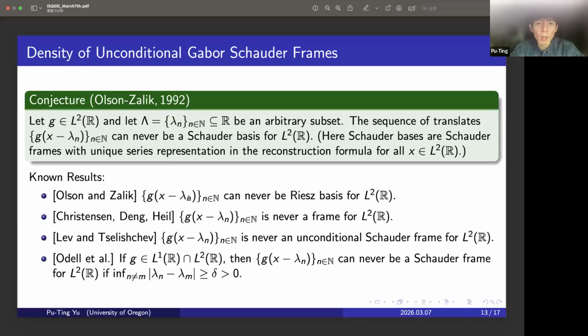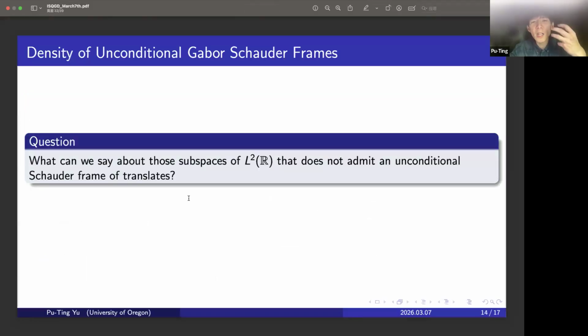But we haven't seen any result about what kind of subspaces of L2(R) cannot admit, let's say, an unconditional Schauder frame of translates. So can we say something about those subspaces of L2(R) which do not admit an unconditional Schauder frame of translates? I believe there must be some property shared by L2(R), the overall space, and the subspace. And once we find that property, we can say, if a subspace satisfies this property, then it does not admit a nice system formed by just translates.